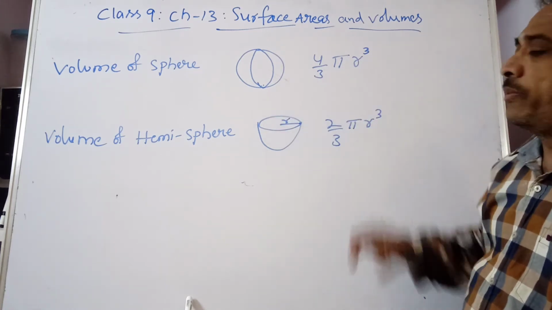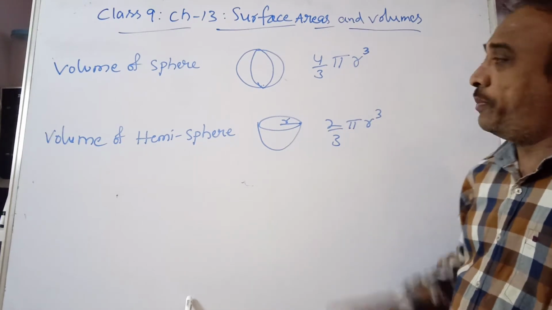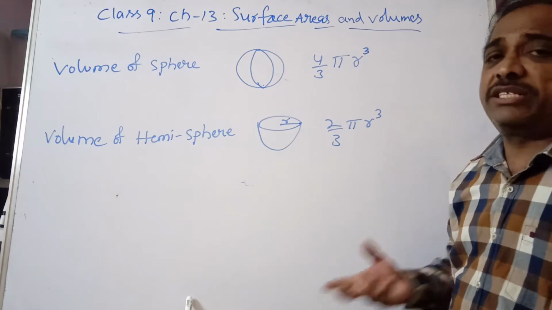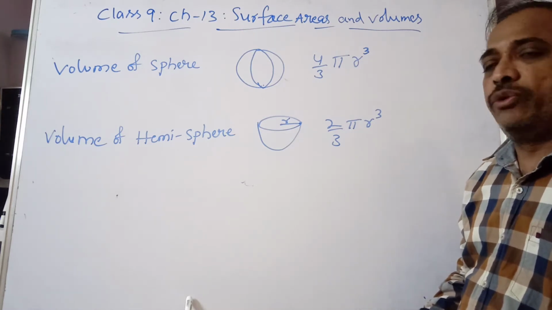Volume of the sphere is 4 by 3 pi r cube. Volume of the hemisphere is 2 by 3 pi r cube. Volume is always measured in cubic units.